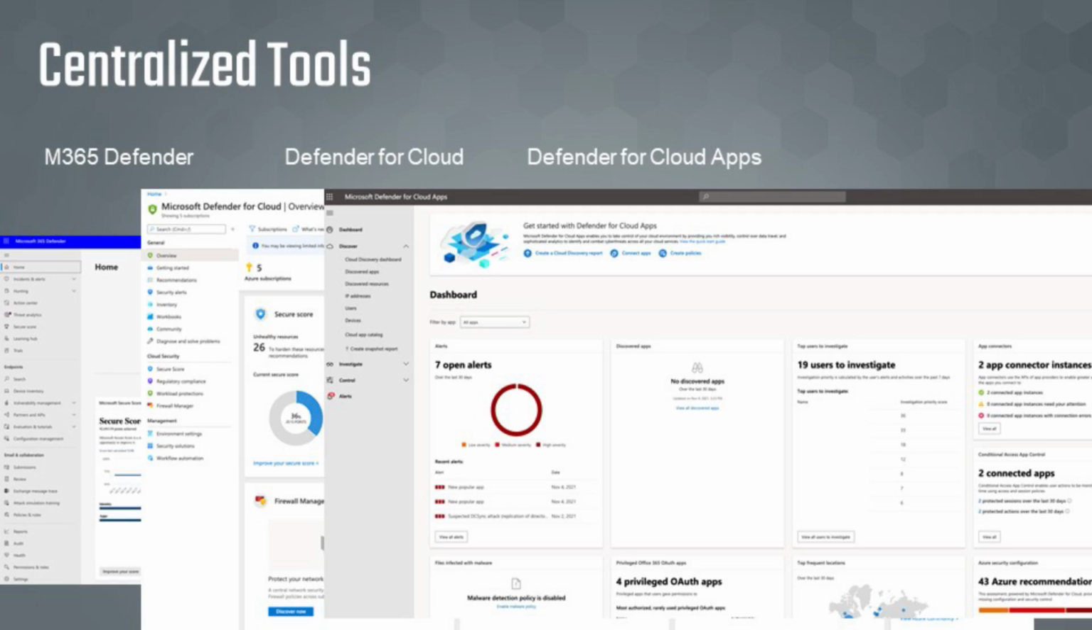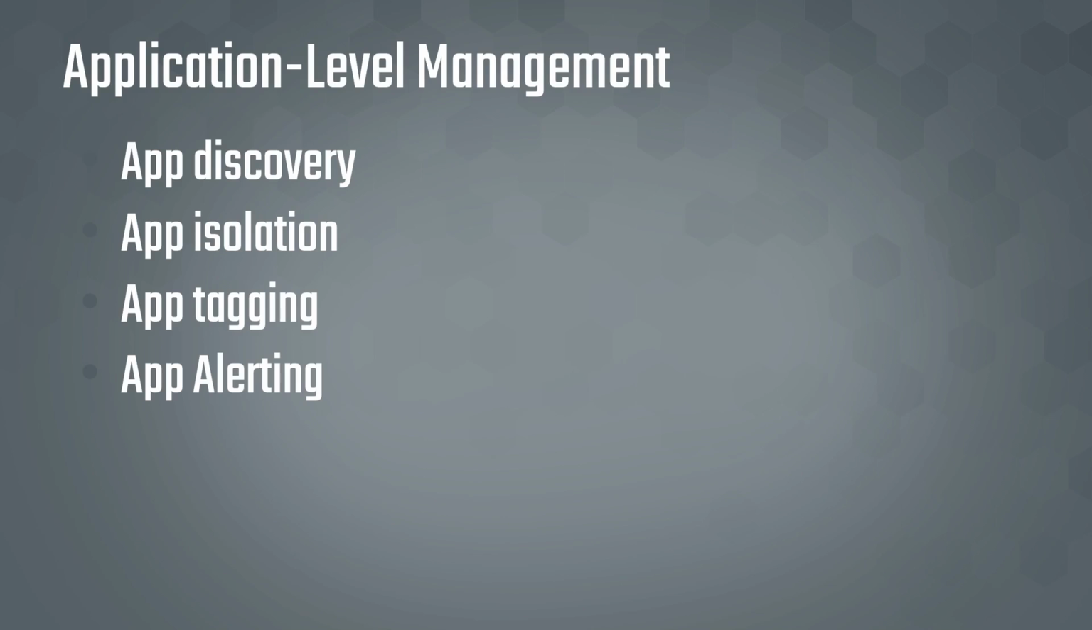So having a centralized, sophisticated set of tools that you're using to control the endpoint and then monitor the state of the endpoint is a component of a security level 4. Additionally, things like app discovery, app isolation, app tagging or classification, and then app alerting are all examples of what application management level is required to be at a level 4.